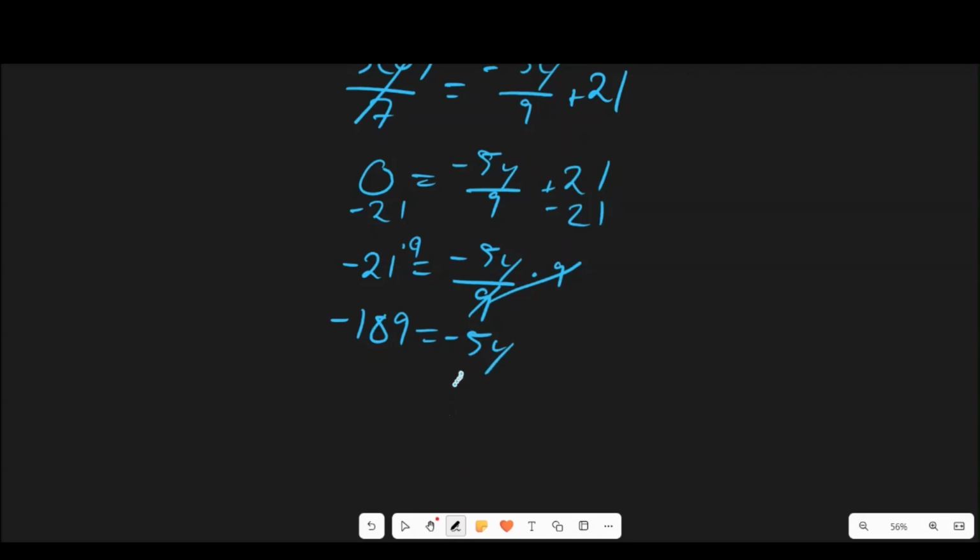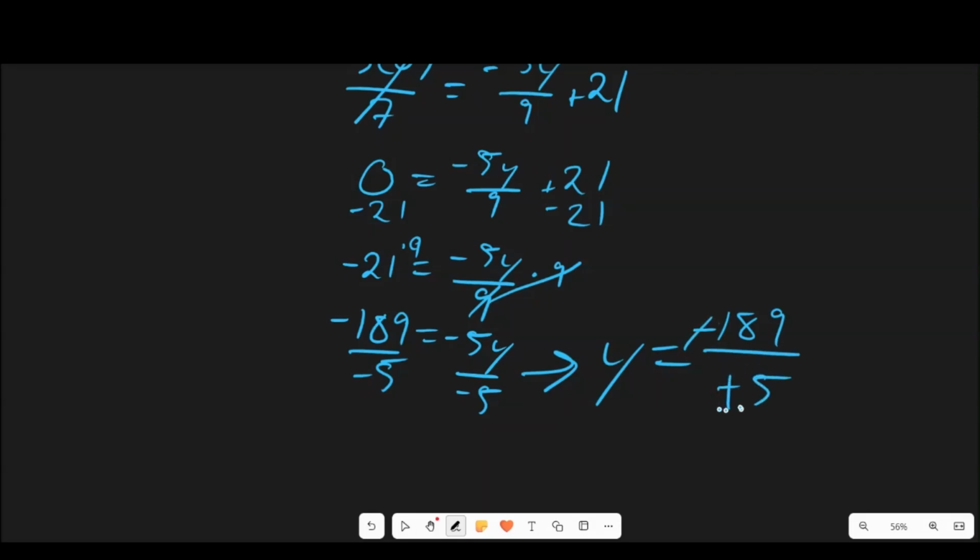And then to get y by itself, all we have to do is divide both sides by 5. So therefore, y is going to be equal to minus 189 over minus 5. And then since they're both negatives, they can be canceled out, and we get left with 189 over 5. So there is your answer.